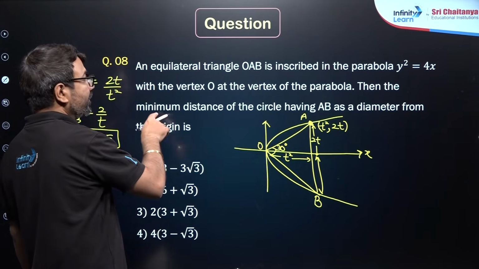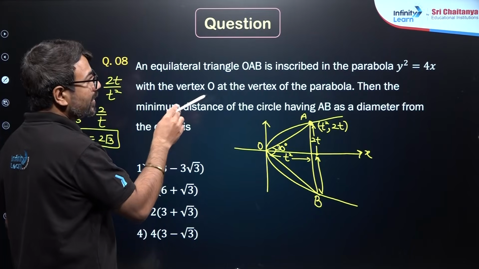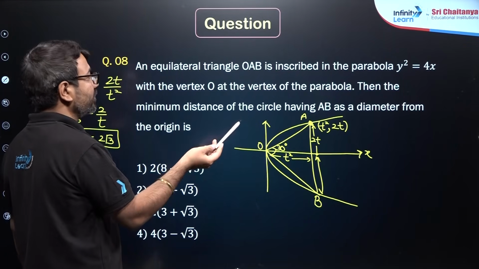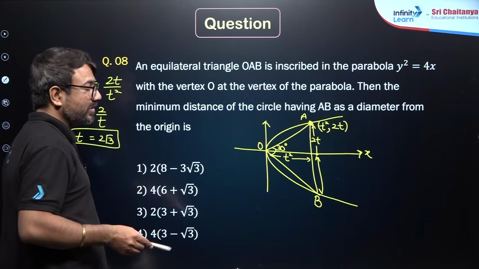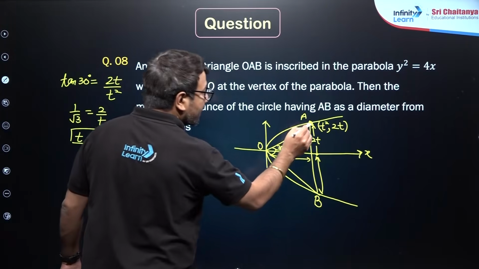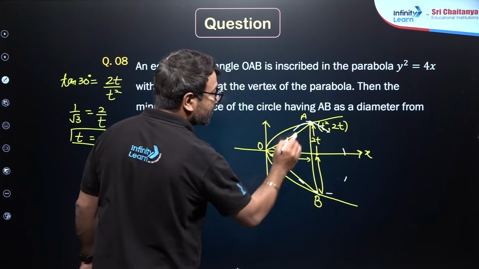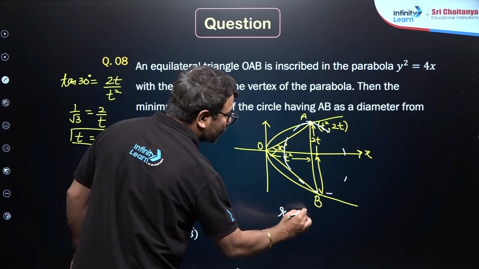AB chord, they want that equilateral triangle with the vertex of the parabola, then the minimum distance of the circle having AB as a diameter from the origin. So bache, this AB as a diameter I'll draw with a white color. As a circle I have to draw. So for that, this entire radius of this circle will be 2t.